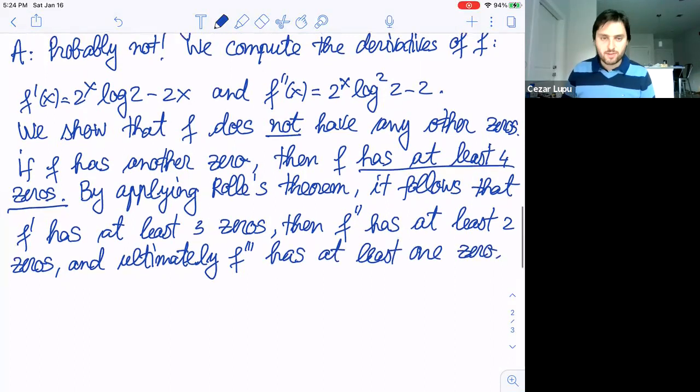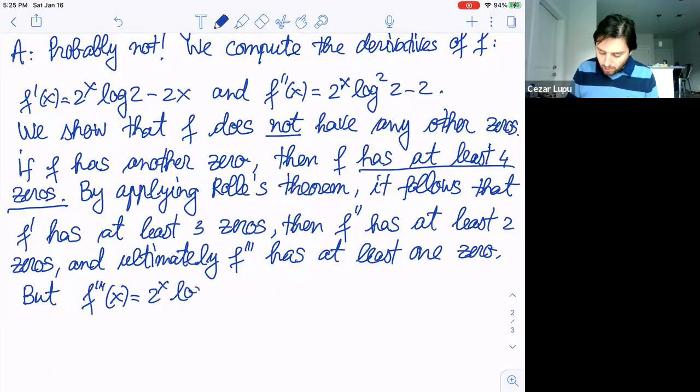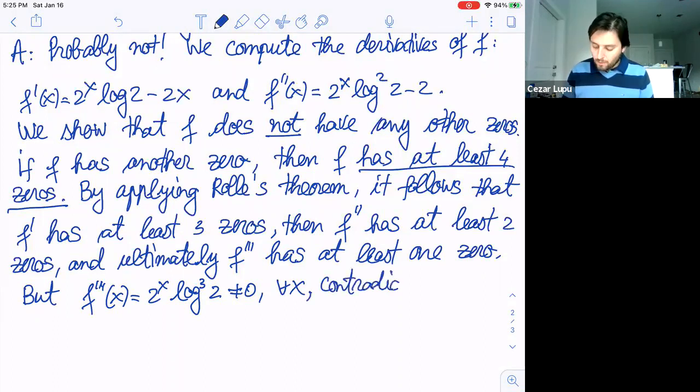But now let's see who the third derivative of f is. f third prime of x is nothing else, we differentiate one more time, 2 to the x log cubed of 2, and that's it. But this is different than 0 for all x. So that's a contradiction. Well, where did the contradiction come from? It came from the fact that I assumed that f has another zero, which it does not.